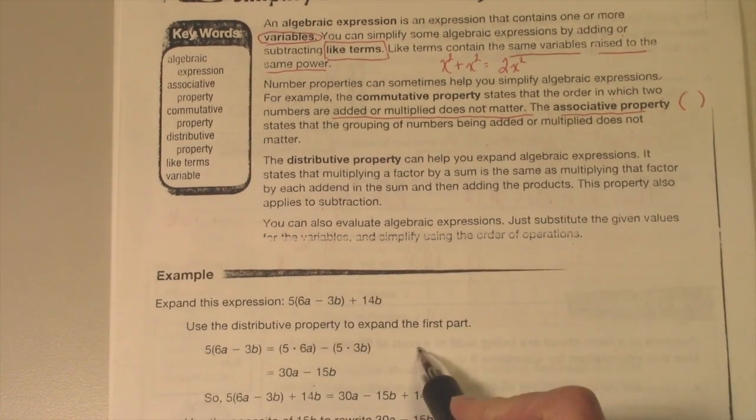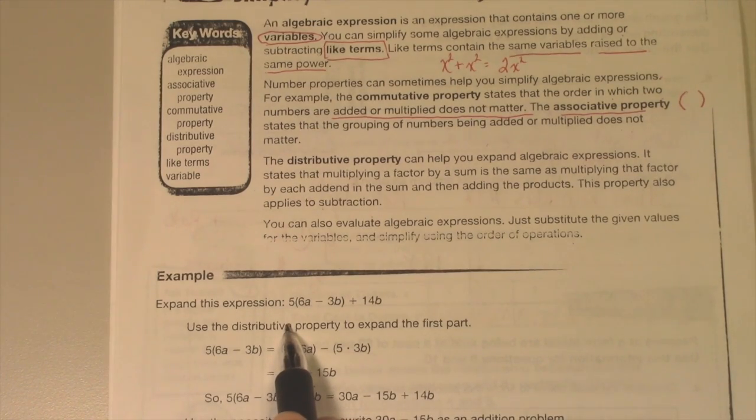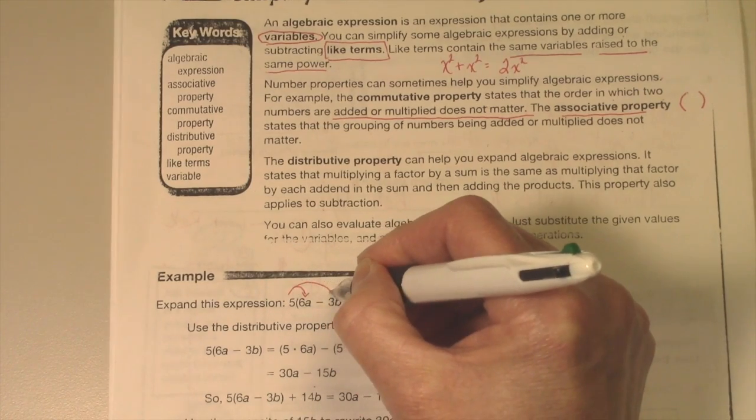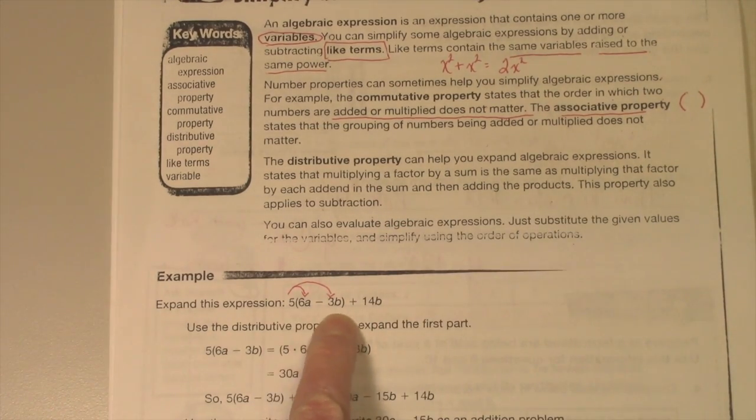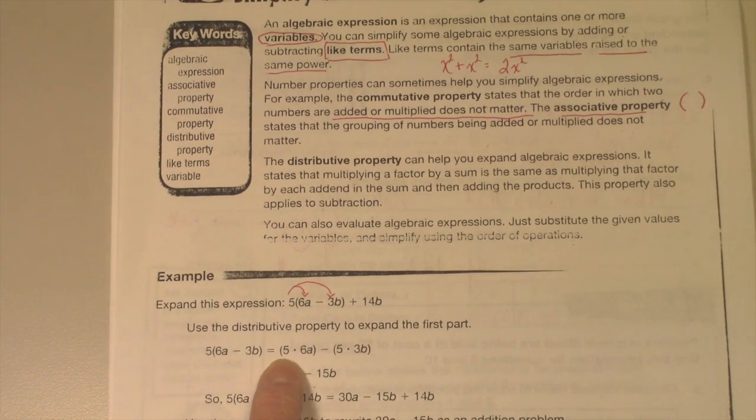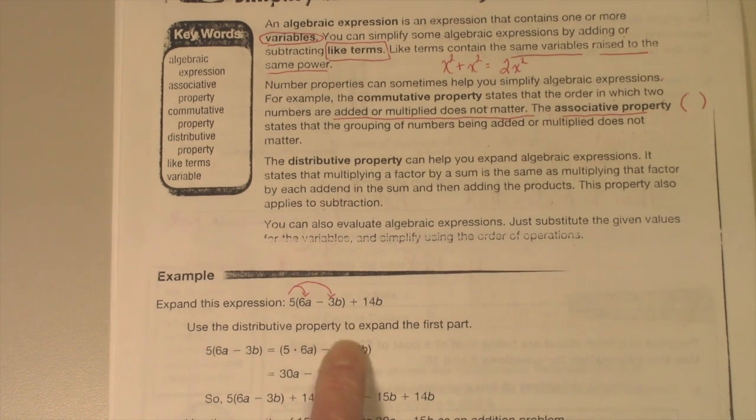Okay, so let's watch. Expand this expression. This means 5 is being distributed to each piece. This 5, it's 5 times this, then plus 14b. So use the distributive property to expand the first part. So it's 5 times 6a, then minus 5 times 3b, and then eventually we're going to go plus 14b. So that's just the first part. 5 times 6a is 30a. And then 5 times negative 3 is negative 15b.